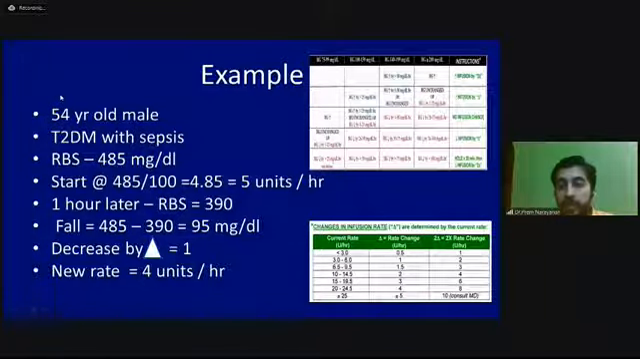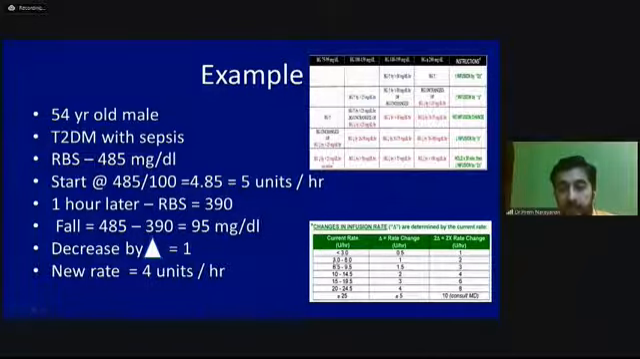So the present blood glucose is 390, so we look at the column for more than 200. This is our column, the last column. And the fall is 95. So we can see the blood glucose fall between 76 to 100. You will have to decrease the infusion by delta. Our present rate, you can see here, was 5.